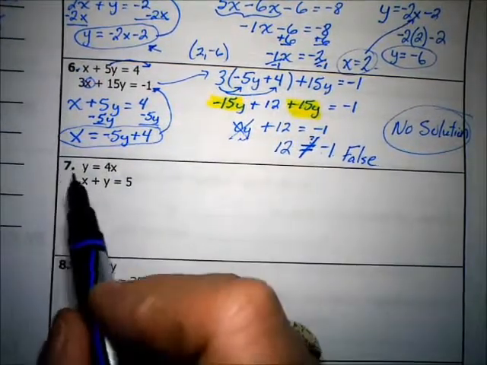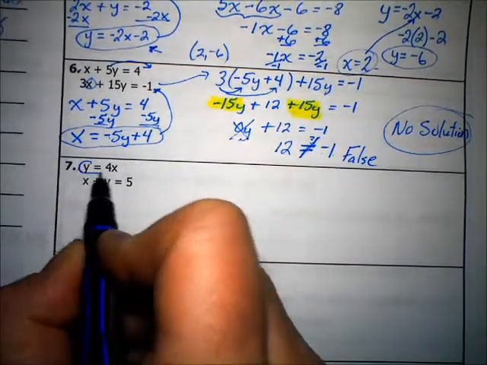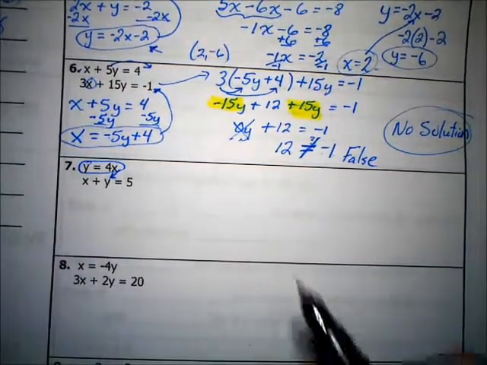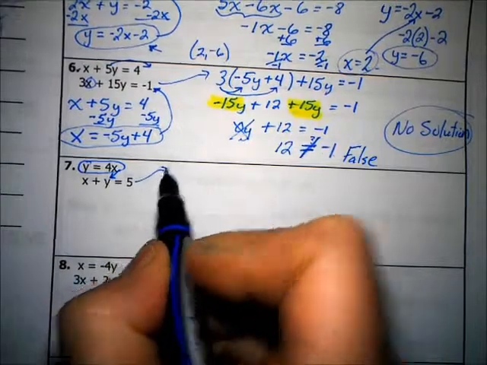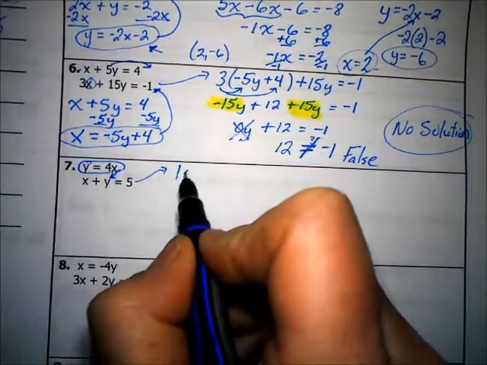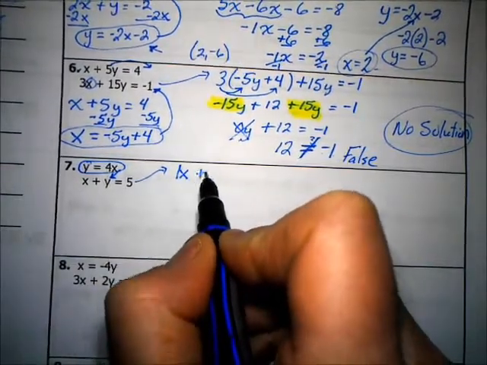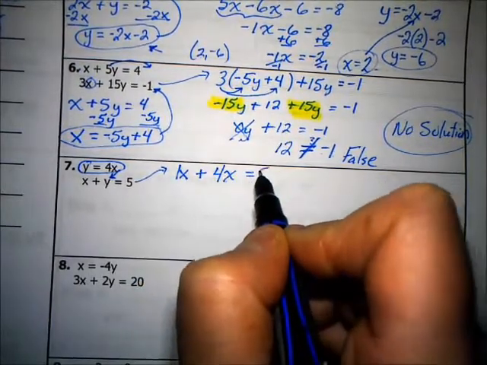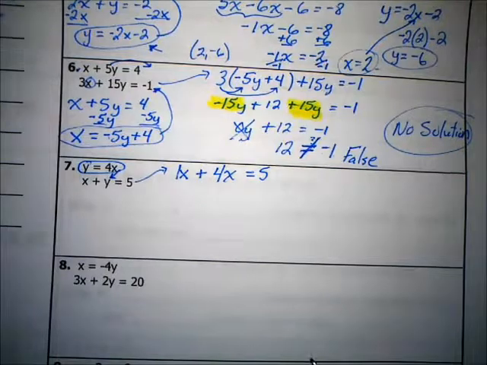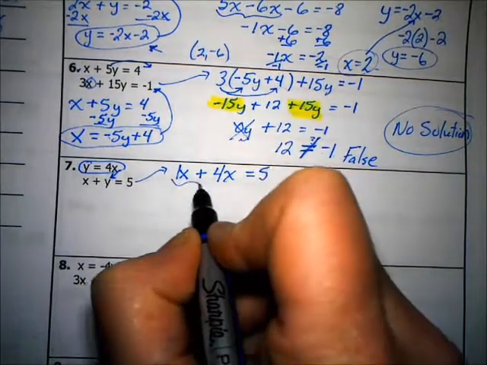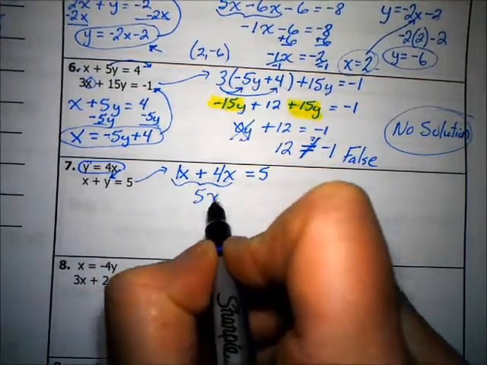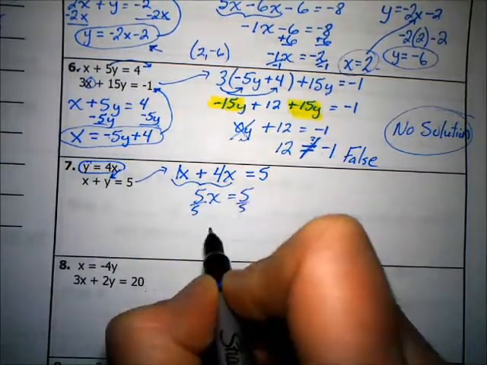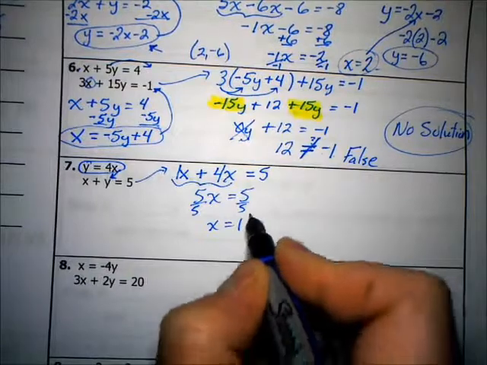If I look at number 7, the first equation is solved for y, so I'm just going to place it right there in my equation. So that when I change this, I'm going to put a 1 with my front x, plus, and then I have the y, which is a 4x, and then have it equal to 5. If I combine my x's, I'll have 5x is equal to 5. If I divide by 5, that means x is equal to 1.